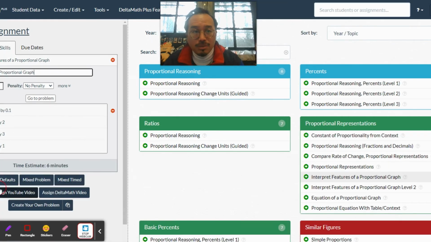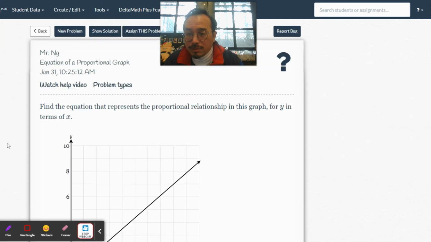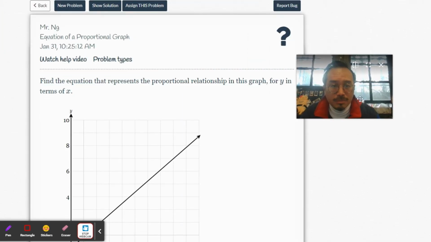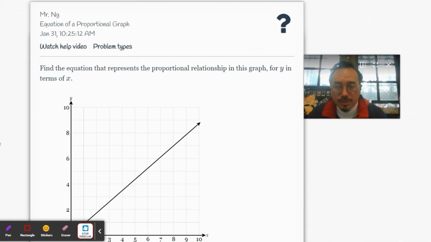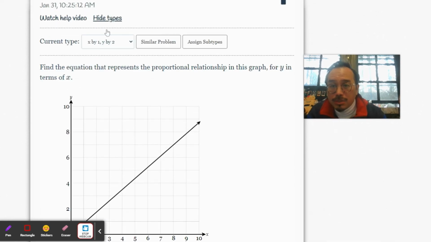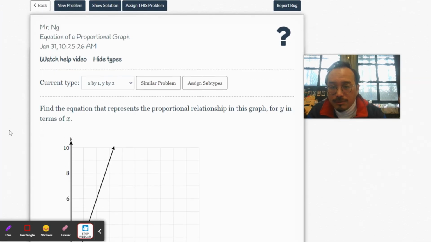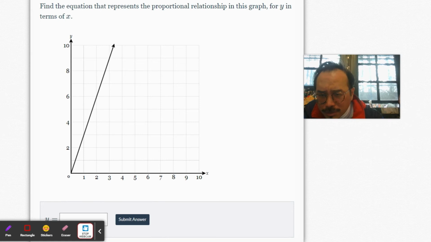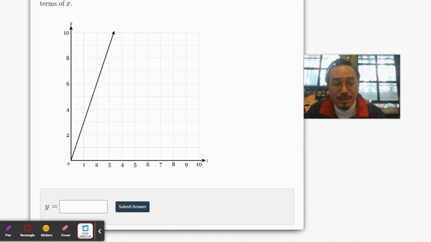All right, let's see. Equation and proportional graph. Let's go to the problem. So here we got a similar problem. Let me just double check because I'm very specific with these sorts of questions. Let me just make sure you're looking at the right thing. Yep. Okay. Wow, this is really hard to see. Find the equation that represents the proportional relationship of y. So you need to write down the equation. Kind of like what we did either last week or 2 weeks ago in class. So think of this as just purely practice.